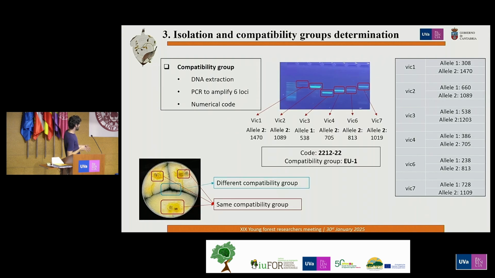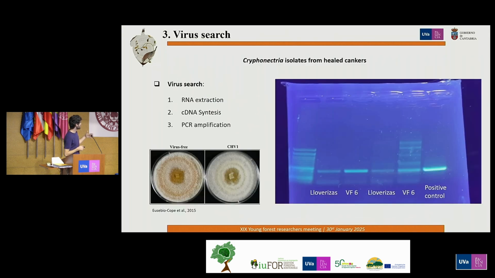Once you have your compatibility group, you need to get a virus from the field with the same compatibility group as the fungus that you want to treat in the field. You have to go to healed cankers in the field, take a small piece as we did before with the virulent ones, and do an RNA extraction. With this RNA extraction, you get double-stranded cDNA with cDNA synthesis, and then you amplify a specific region of the virus and find out if you have virus or not inside this fungus.